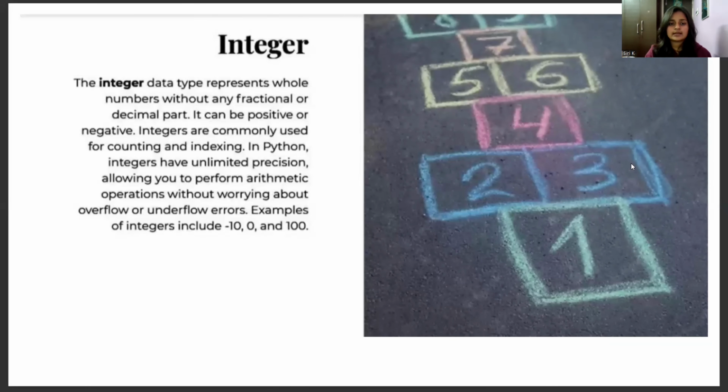Integer. The integer data type represents whole numbers without any fractional or decimal part. It can be positive or negative. Integers are commonly used for counting and indexing. In Python, integers have unlimited precision, allowing you to perform arithmetic operations without worrying about overflow or underflow errors. Examples of integers include -10, 0, and 100.